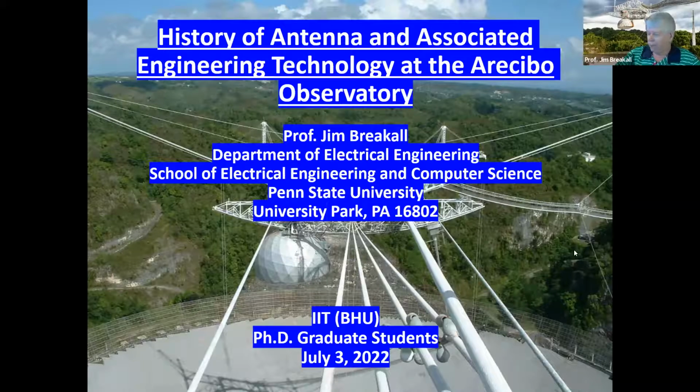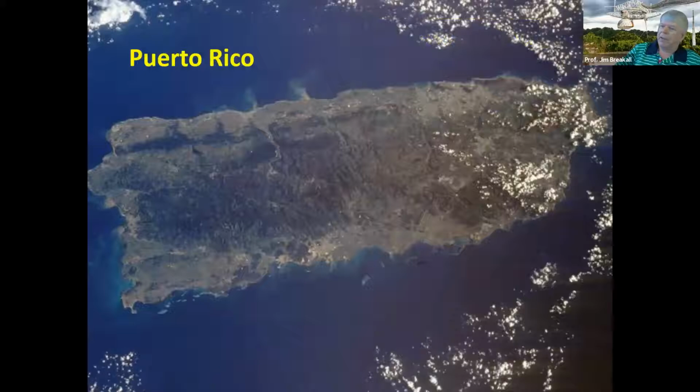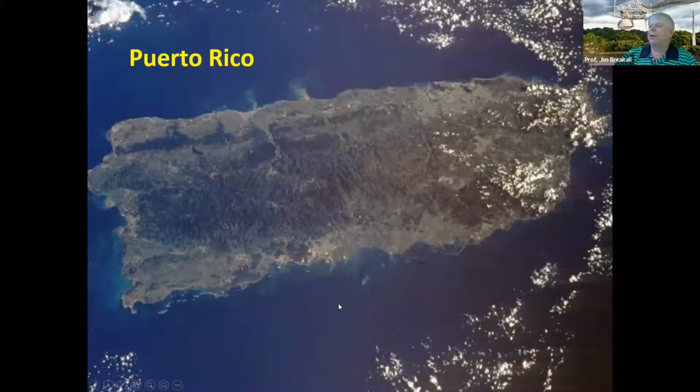Let me make sure we're set. So this is Puerto Rico shown from a satellite. Puerto Rico is in the Caribbean and Atlantic Ocean, pretty near the equator at about 18 degrees north. If you look very carefully here, you can see the 1,000-foot, which is 305 meter, dish. I wonder, can anybody see it yet? Just curious.